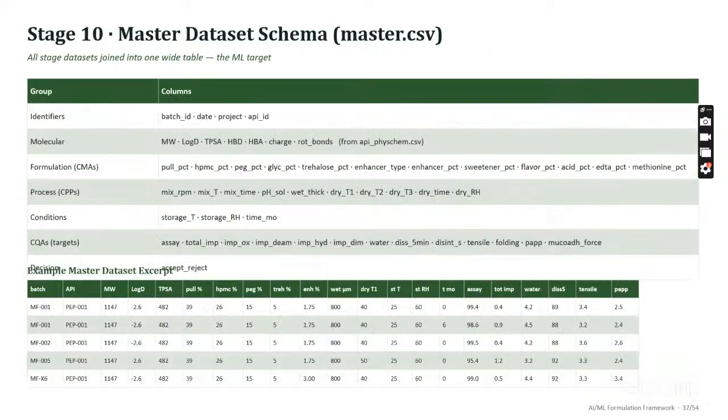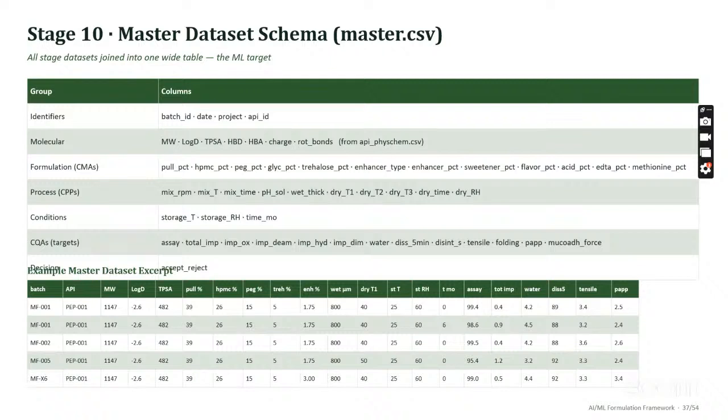So here is the master data set, all stage data sets. All stage data sets join in one wide table: identifiers, molecular properties, physicochemical properties, different formulations, process CPPs, conditions, and CQAs. For example, you collect data from many different small experiments you did, and you finally mix it into a huge data set. Okay, so this is a master data set.